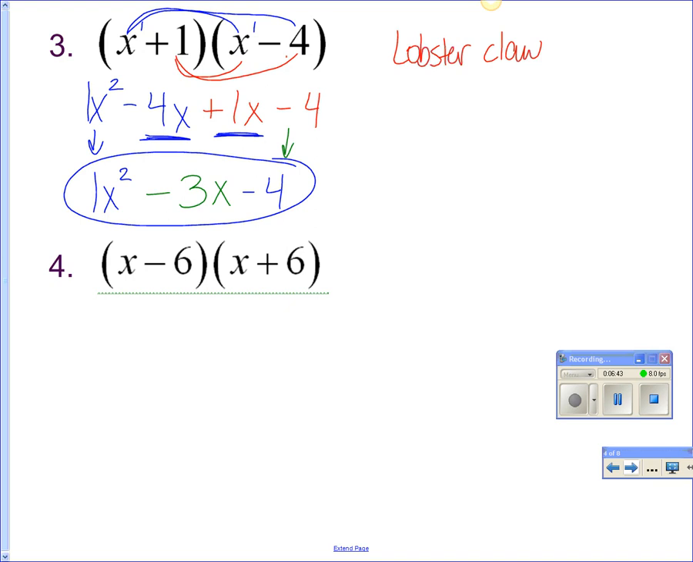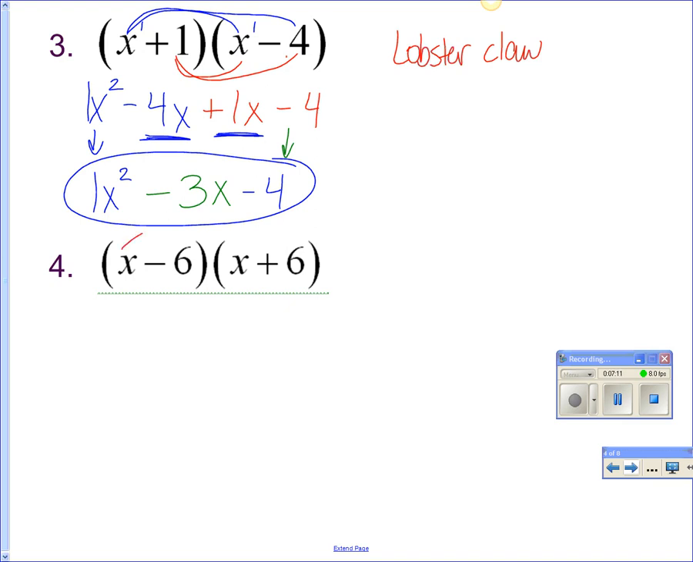All right, go ahead and write down the next one. I know this is new. You'll get used to it in just a minute. X minus 6 and x plus 6. All right, so we're going to do our lobster claw. That's because there's no plus or minus in here. So when you got a parentheses and a parentheses, then you're going to do lobster claw.